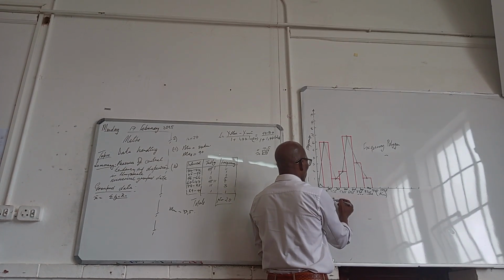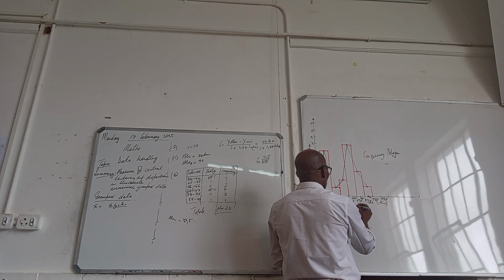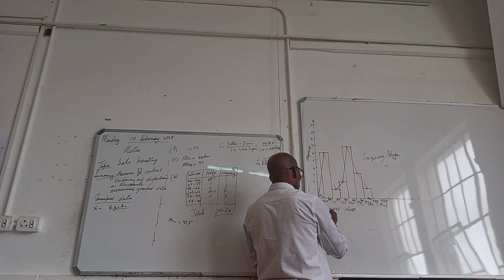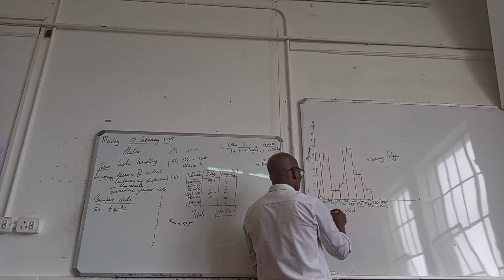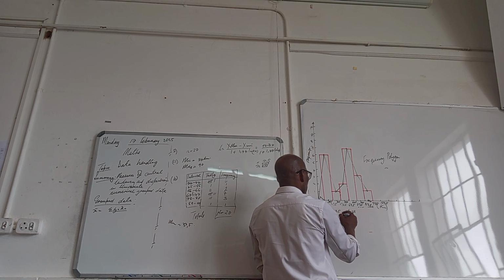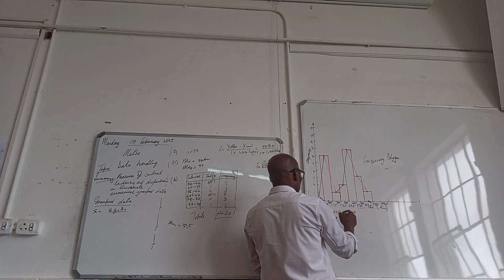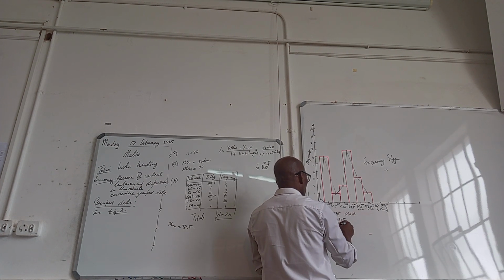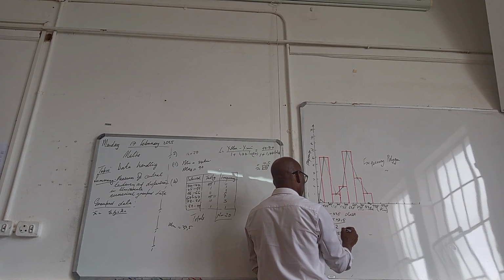To 10, 43.5. This is the class. So the midpoint, F1, is the midpoint: 43.5 plus 133.5 divided by 2, which is 38.5.